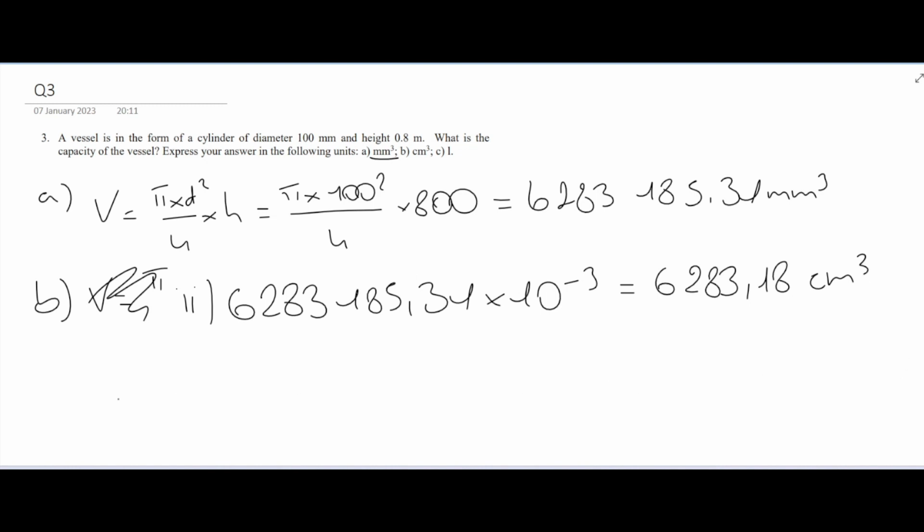And finally, option C, we can go ahead and do the first method. So the volume is equal to pi times, so the diameter, 100 millimeters, is the same as 0.1 meters. And the height is 0.8 meters. So everything's in meters, that's fantastic. And this is going to give us, well actually I just realized here, the answer is in liters.